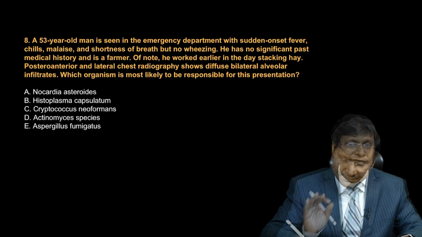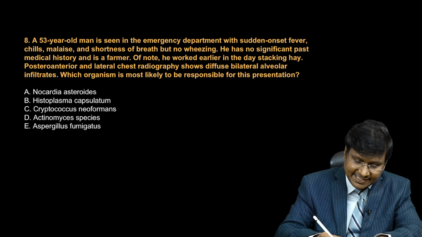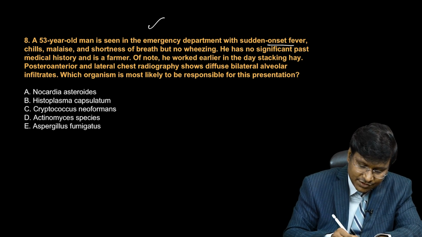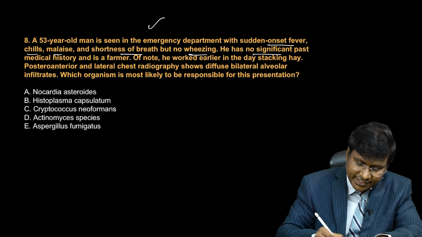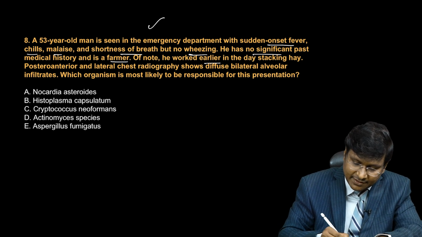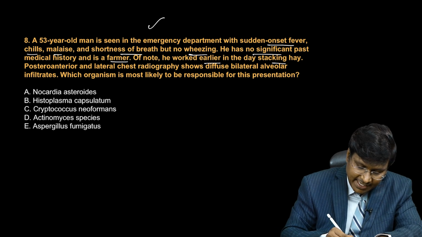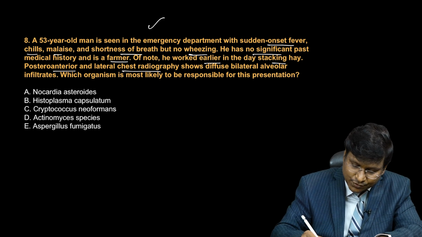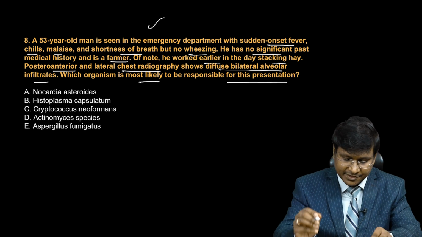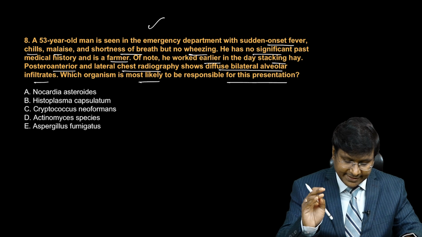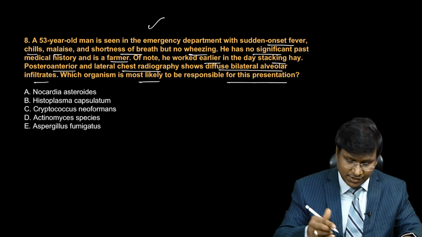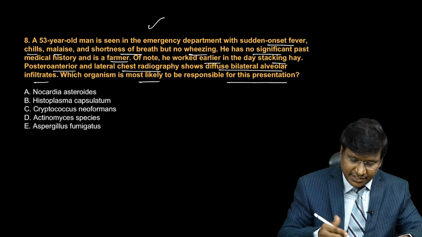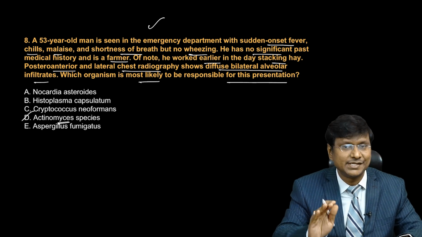Okay, next question. A 53-year-old man is seen in the emergency department with sudden onset fever, chills, malaise and shortness of breath, but there is no wheezing. He has no significant past medical history and is a farmer. Of note, he worked earlier taking hay, and postero-anterior and lateral chest radiograph shows diffuse bilateral alveolar infiltrates. Which organism is most likely to be responsible for this presentation? Nocardia, histoplasma, cryptococcus, actinomyces, or aspergillus fumigatus. So with the clinical history given, the answer is the actinomyces species.